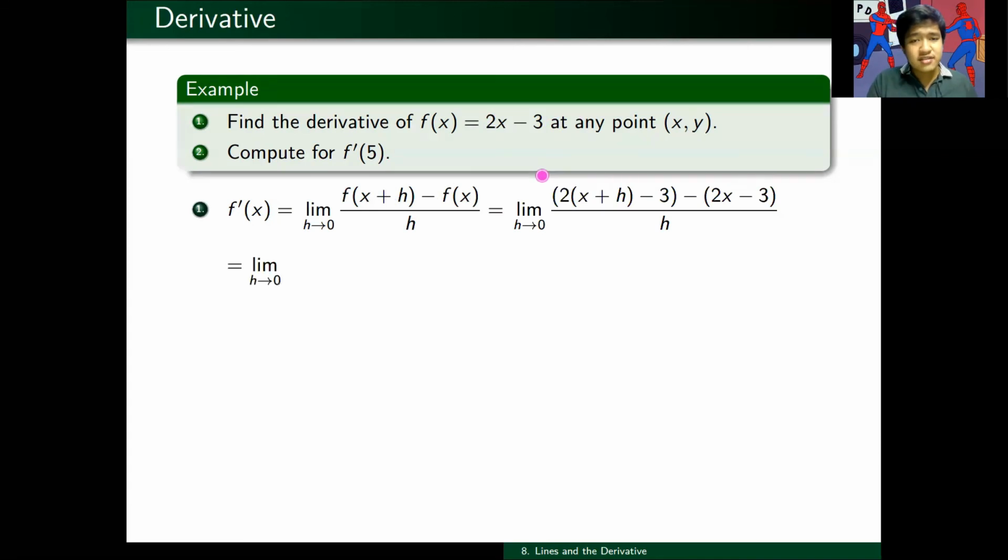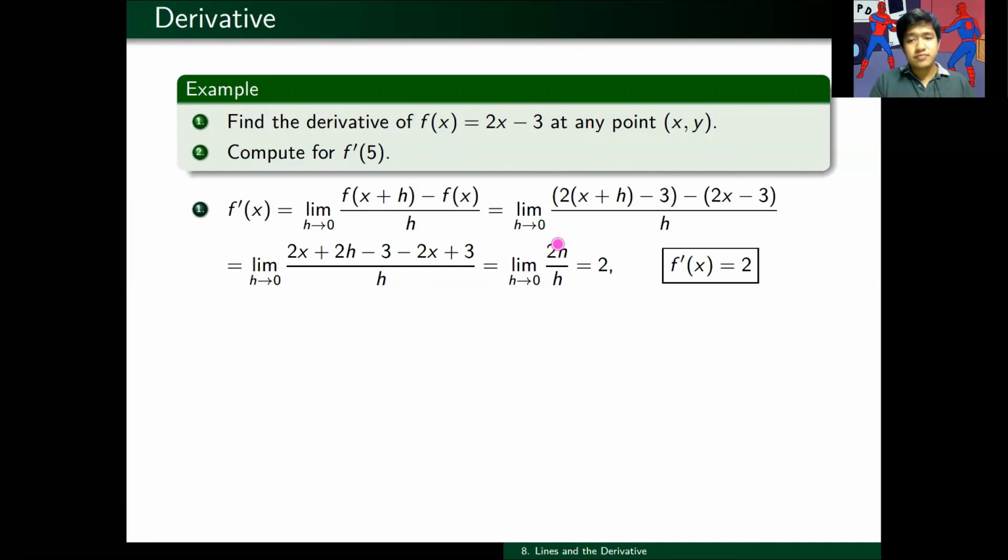Simplify natin. Itong sa taas, pwede ko i-distribute si 2. I get this. Minus, itong minus dito, distribute ko na rin. So, magiging minus 2x plus 3. Minus 2x, positive 3. Tapos magka-cancel si 2x, no, with minus 2x dito. Tapos may negative 3 tsaka plus 3 dito. Ang matitira sa taas ay 2h. Sa baba, meron akong h. I can cancel h. So, magiging limit ng 2, which is just 2.